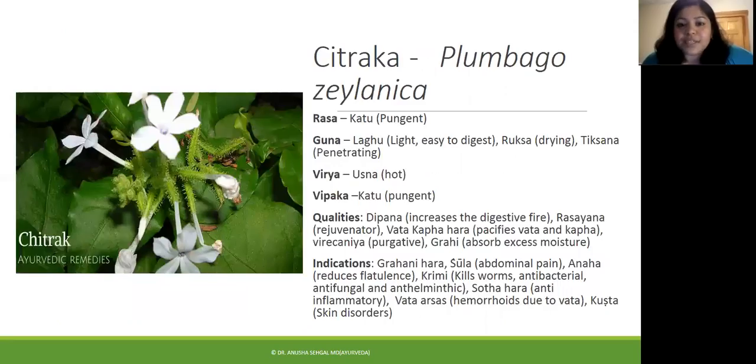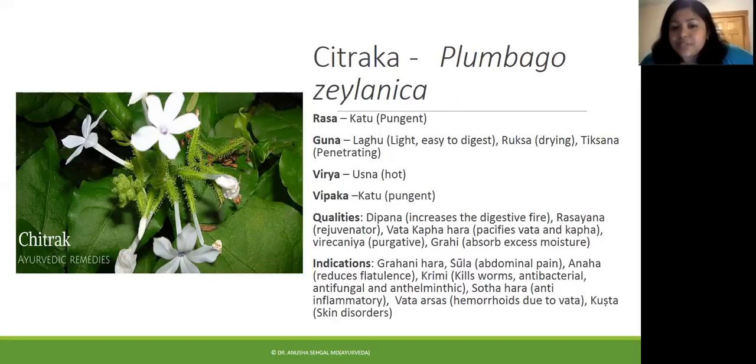The next is Chitraka. Chitraka is Plumbago zeylanica. Actually, there are two varieties of this plant. You can get the ones with the white flower, which is Plumbago zeylanica, and you have the one with the pink or reddish flower, and that's Plumbago rosea. Okay, so there are two varieties of this plant. Usually we actually use both. For the most part, we tend to use the white variety, or the white flower, but we can use the red one as well. They both have similar properties.